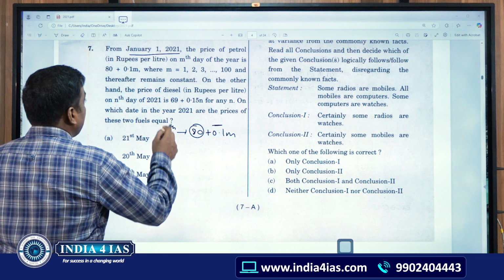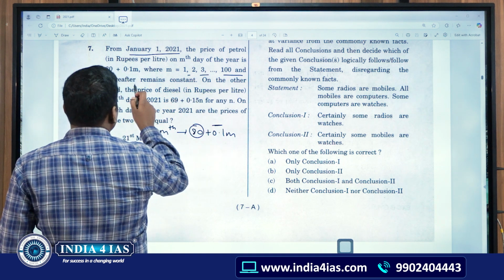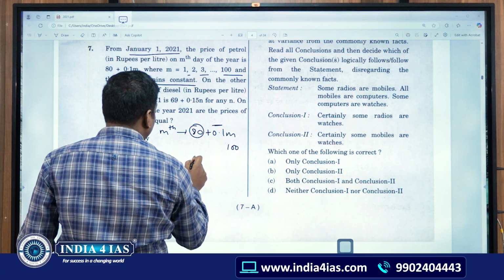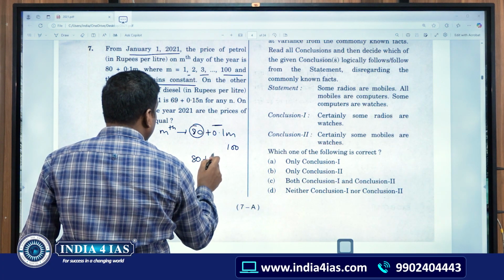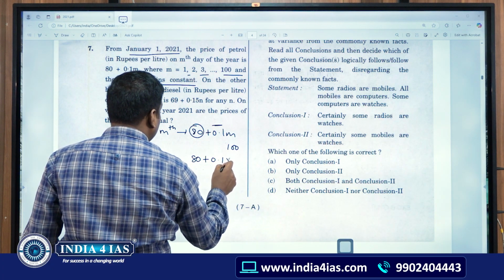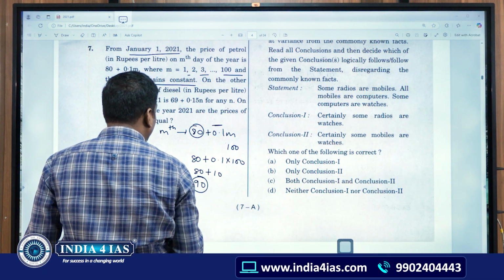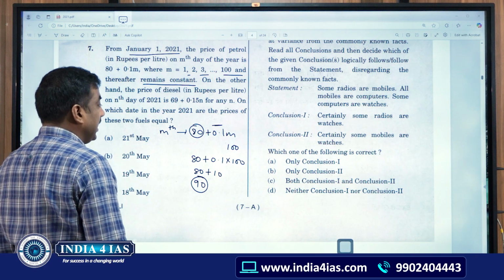Where m is equal to 1, 2, 3, up to 100, and thereafter the price remains constant. So this can go only up to 100. So the maximum value of the petrol can be 80 plus 0.1 into 100, that is 80 plus 10, which is equal to 90. The maximum value of this one is 90.